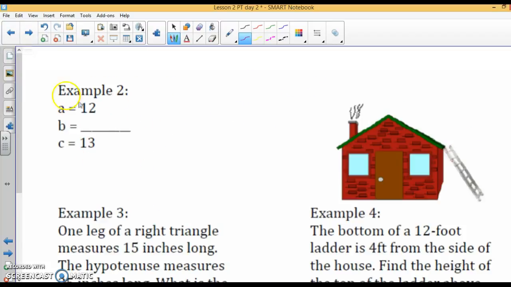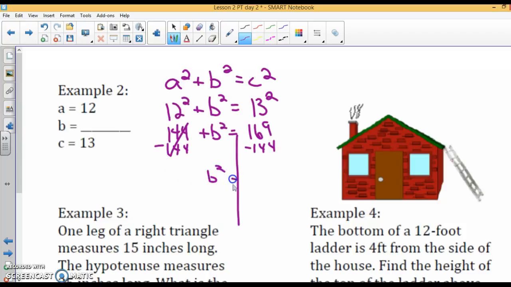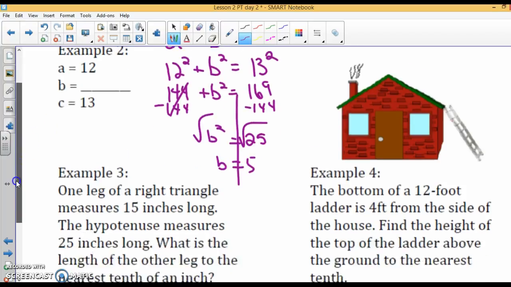All right, here, we're given a, we're looking for b, and we don't know what c is. Or we know what c is. So, write the Pythagorean theorem. a is 12, so 12 squared plus, we don't know what b is, we're going to leave that. c squared is 13. So, 12 squared is 144, plus b squared is 169. Now, to get b squared alone, I subtract 144 from both sides, and I get b squared is 25. Take the square root of both sides, b is 5.